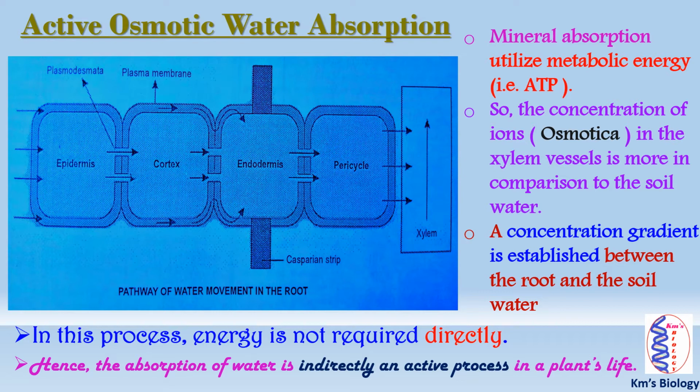In case of active osmotic water absorption, mineral absorption utilizes metabolic energy, that means ATP. So the concentration of ions, that means osmotica, in the xylem vessels is more in comparison to the soil water. A concentration gradient is established between the root and the soil water. In this process, energy is not required directly, hence the absorption of water is indirectly an active process in a plant's life.